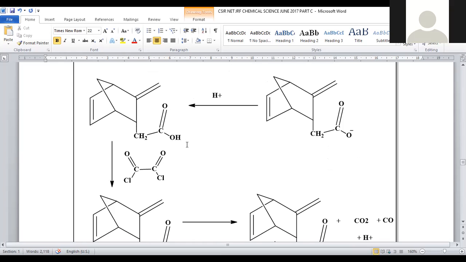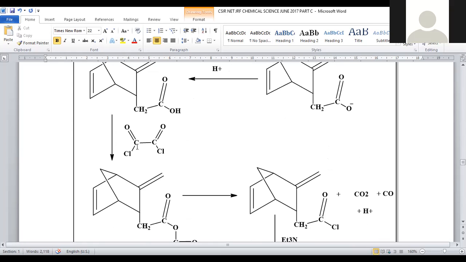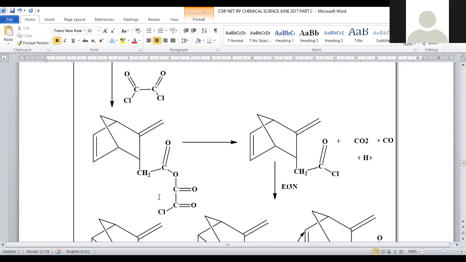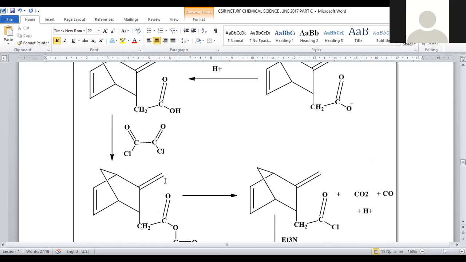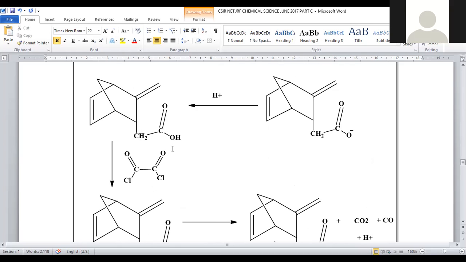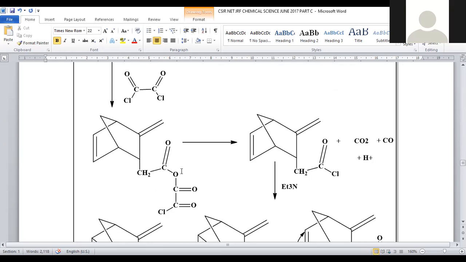We got the acid now. In the next reaction, Cl C double bond O Cl will be added. Okay, so this is the compound being added. What happens? This carboxylic acid turns into an acid chloride. How is it possible? Let us see. Here CH2C double bond OH is the polar functional group where O minus and H plus will be there, right? So that we can incorporate this group here.